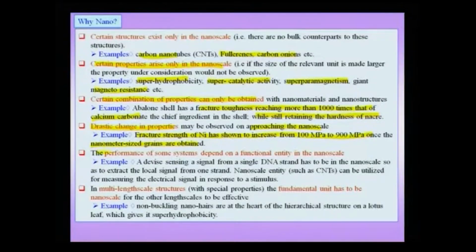The other thing which could happen is that the performance of some system depends on a functional entity at the nanoscale. Now, this is again new: if I start with macro scale entities, then I will not be able to get the performance which I can get by going down to a nanoscale entity which is performing a very specific role. We have seen that a device sensing a signal from a single DNA can be built with a nanostructure like a carbon nanotube, whose electrical output is what we are studying. So, if I have to extract a signal from a single DNA, then obviously my sensor or my probe has to be of the same length scale.